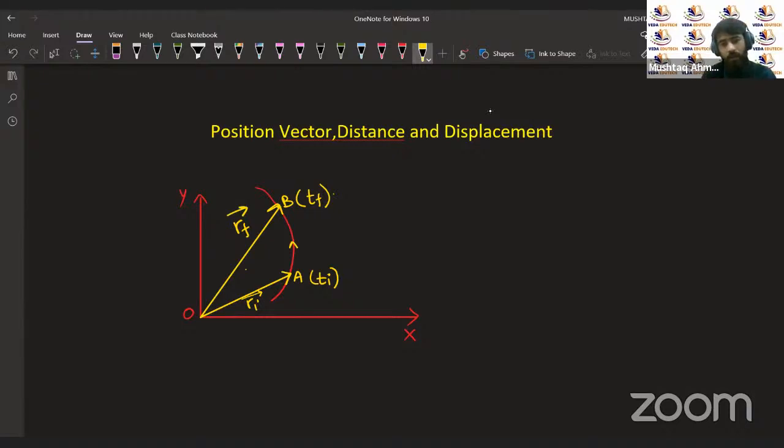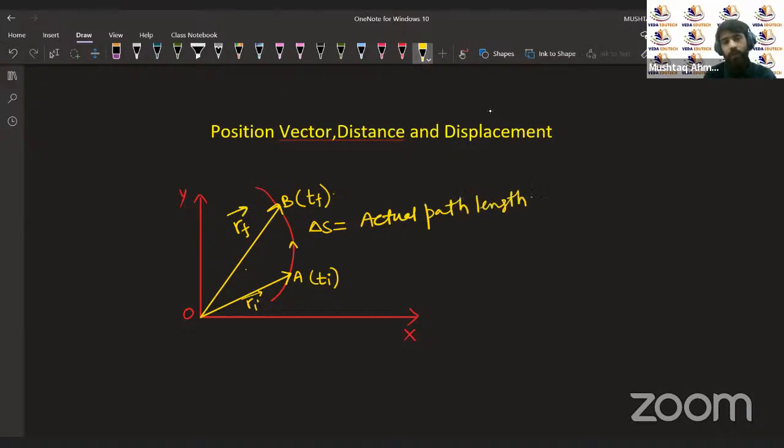Now the path length actually traveled by this particle from A to B, let's suppose this path length is delta S. This is the actual path length traveled by this particle, right? Actual path length.